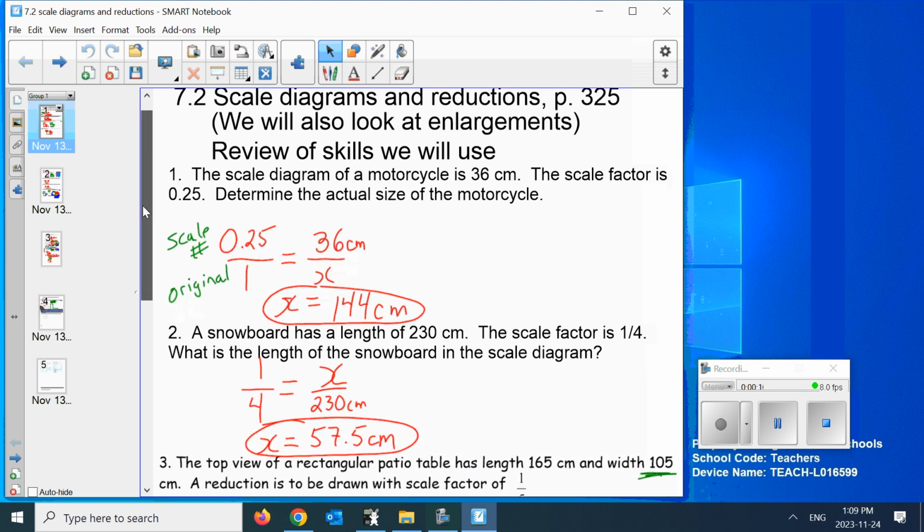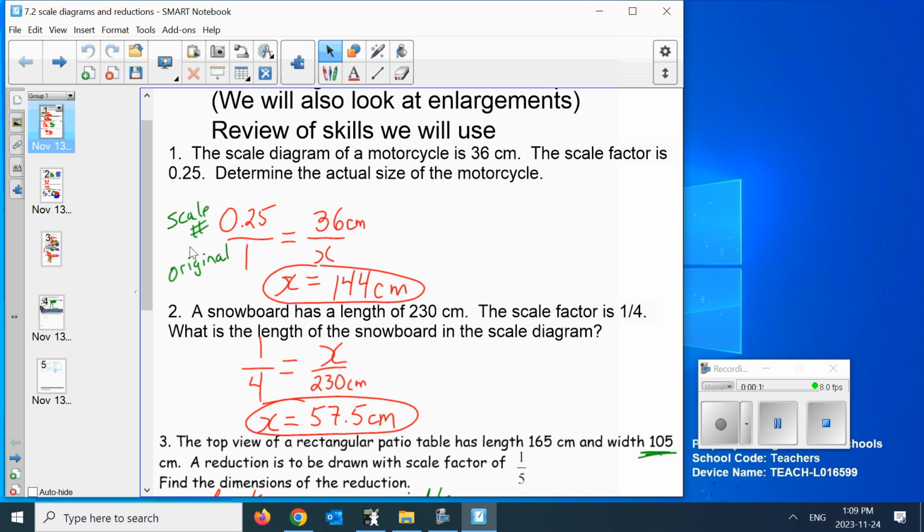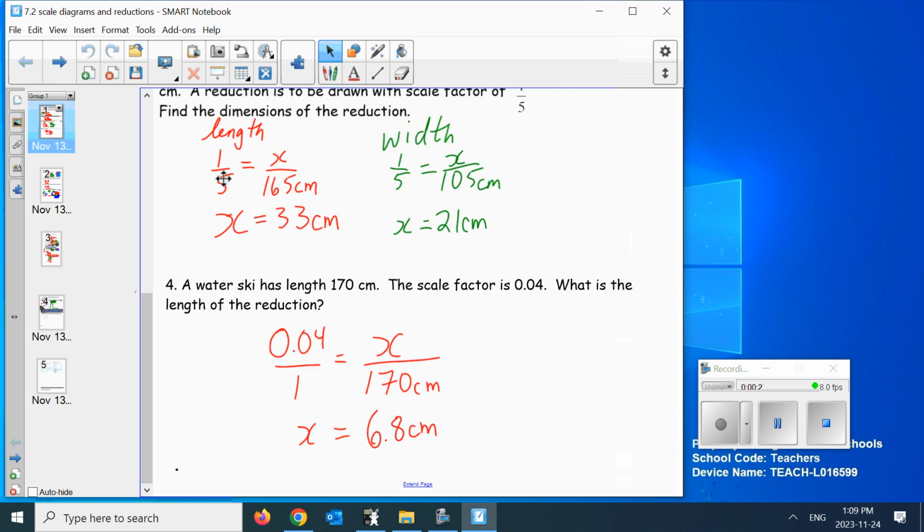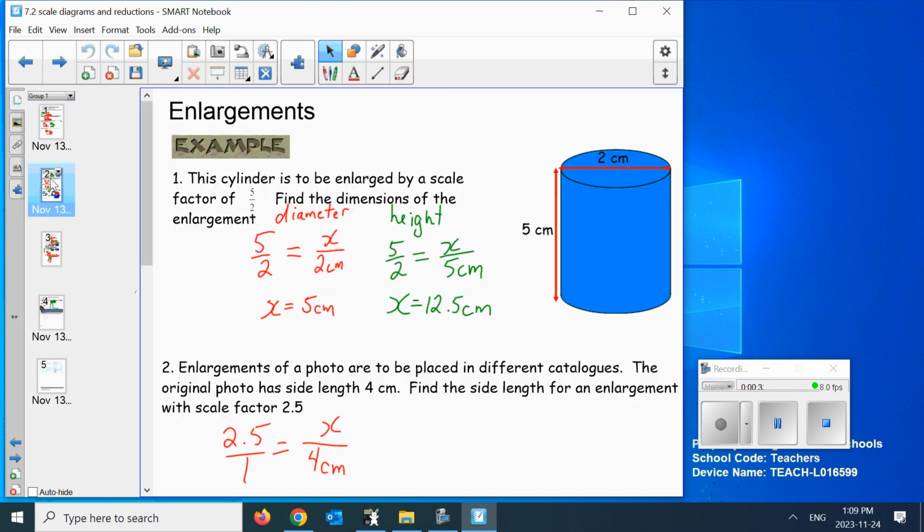We went over this in our previous lesson, 7.2, scale diagrams, reductions, and we're using enlargements as well. And the whole cross-multiplying thing is set up your fractions always with your scale measurement on the top, the original measurement on the bottom, and solve problems using our cross-multiply divide by the lower, which works only for proportions, as long as there's no adding or subtracting involved.